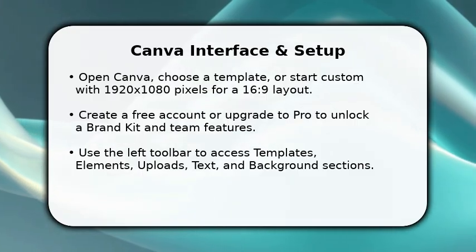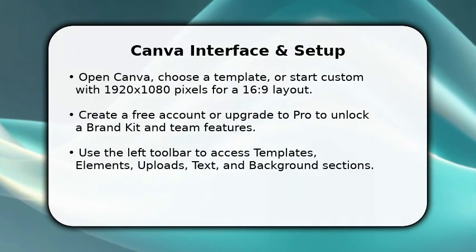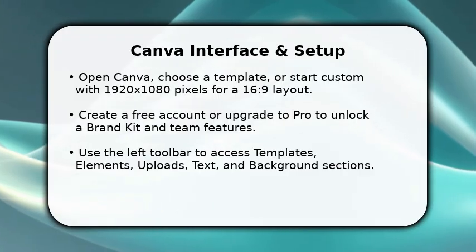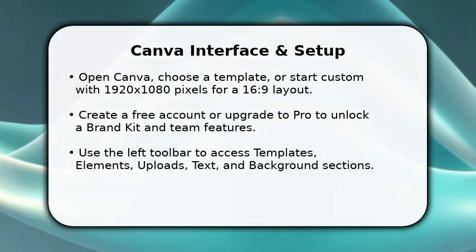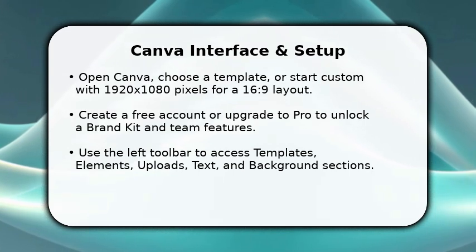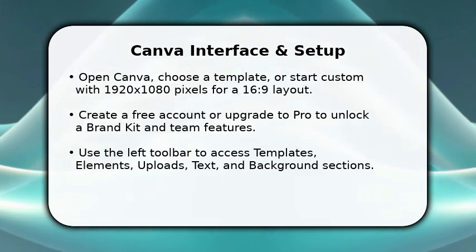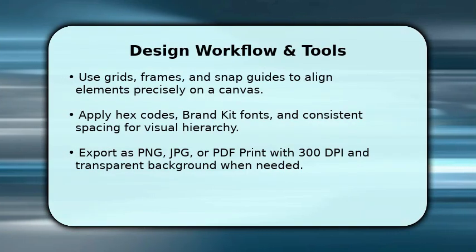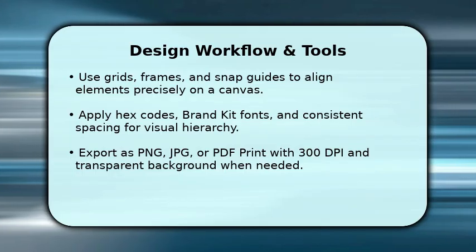Add your logo to the brand kit, set hex color codes like #FF5733, and upload brand fonts. Use the left toolbar to access templates, elements, and uploads. Use grids, frames, and snap guides to align elements precisely on a canvas. Enable show rulers and position to measure distances in pixels.